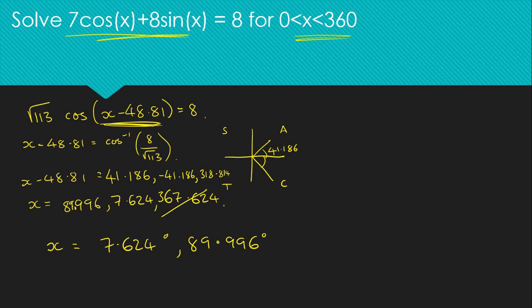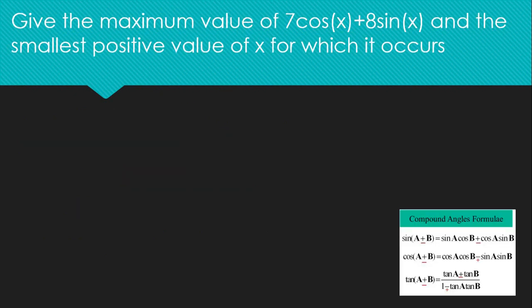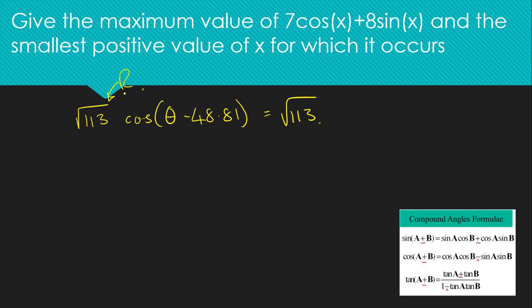All right, moving on. Give the maximum value of the exact same question that we've been doing all the way through and the smallest positive value for x for which it occurs. So we've got finding the maximum value of root 113 of cos of theta minus 48.81. Well, the maximum value of that is going to be root 113. Okay, this r here is a scalar. If there wasn't one there, it would be a 1, and 1 applied to the cos wave will still just come out as a maximum of 1 and a minimum of -1. This here is just a scalar.